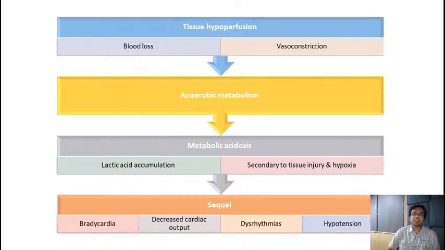Metabolic acidosis in turn leads to poor enzyme function and poor function of the organ, which in case of heart can lead to bradycardia, decreased cardiac output, dysrhythmias, hypotension, etc., which in turn perpetuates the cycle again of tissue hypoperfusion, again further leading to a vicious cycle.